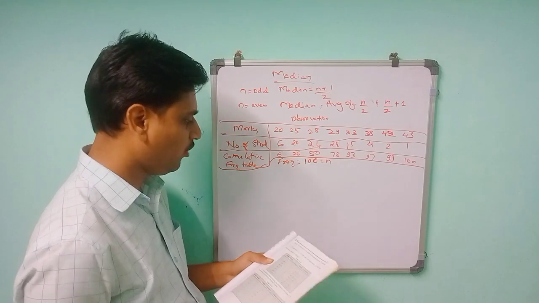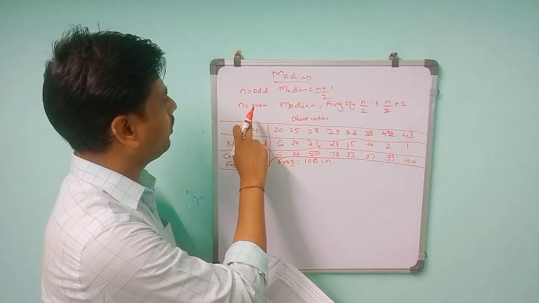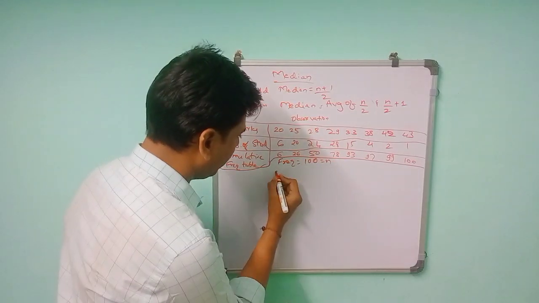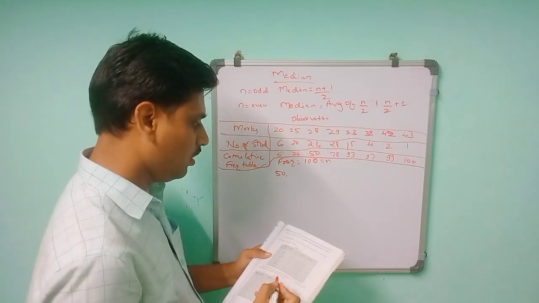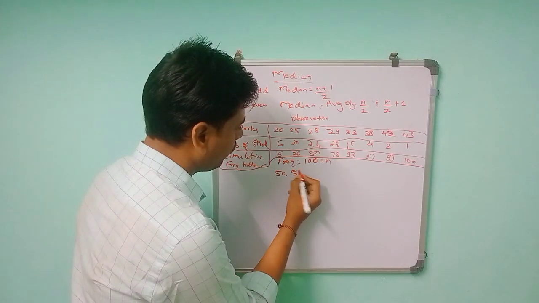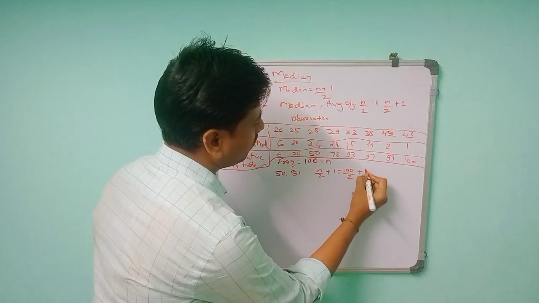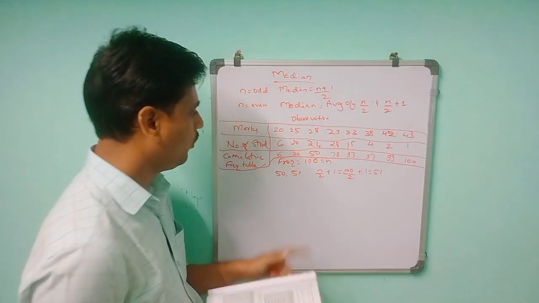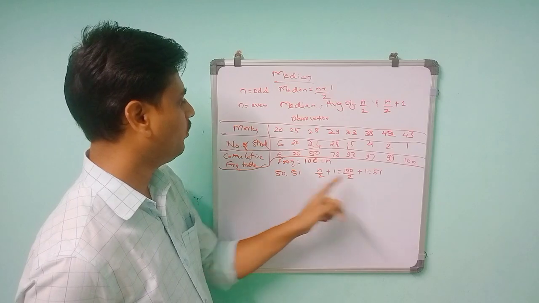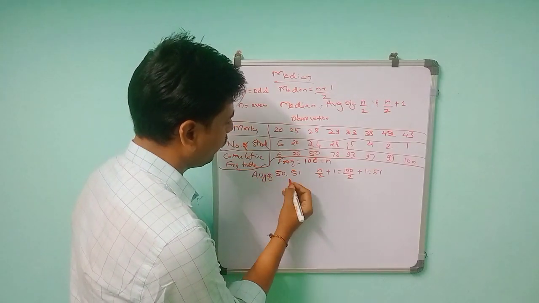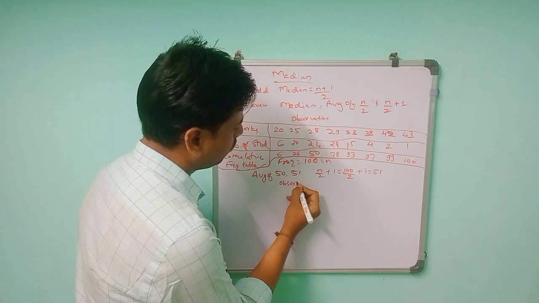Then they told you to find the median. Here n is even, so n by 2 will be 50. Then n by 2 plus 1 is 51, because 100 by 2 plus 1 is 51. So we got the 50th and 51st observations. We have to find the average of the 50th and 51st observations.